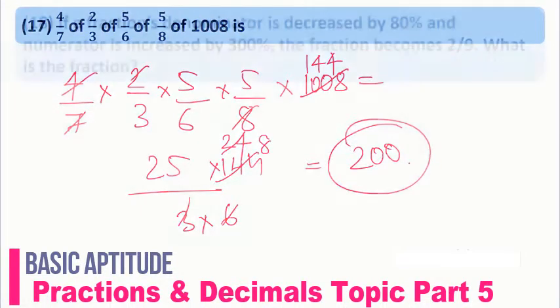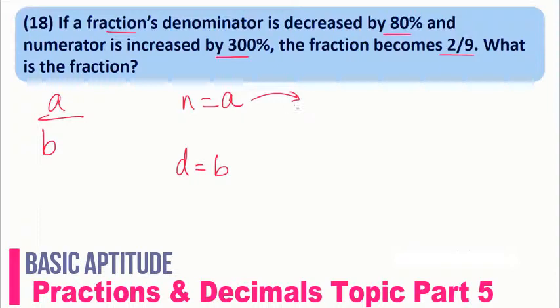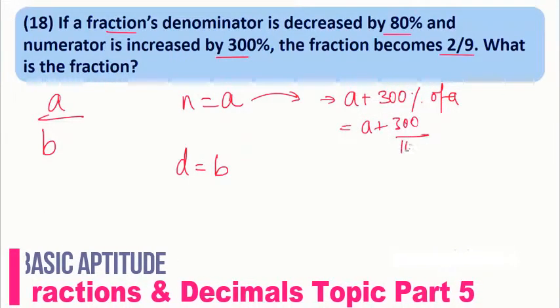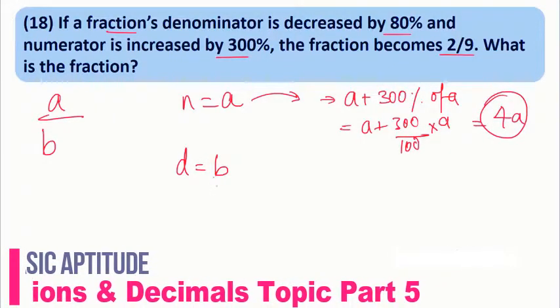Moving to question number 18. If a fraction's denominator is decreased by 80% and the numerator is increased by 300%, the fraction becomes 2 by 9. What is the fraction? Let us assume the fraction to be A upon B. What is the numerator? A. What is the denominator? B. The numerator is increased by 300%. So the numerator becomes A plus 300% of A. That would be equal to A plus 300 upon 100 into A. That would be A plus 3A, that is 4A. This is the new numerator.